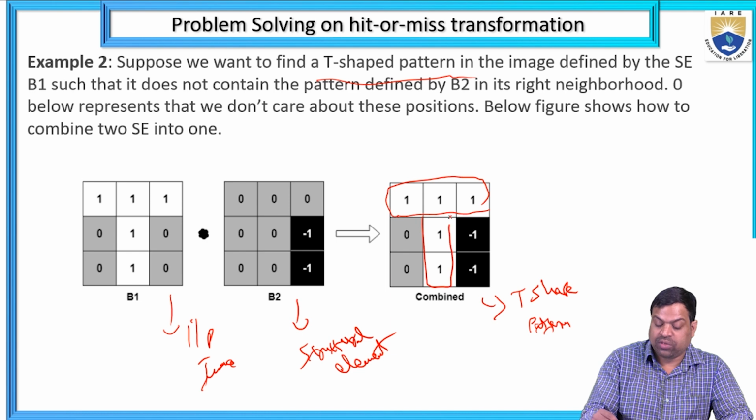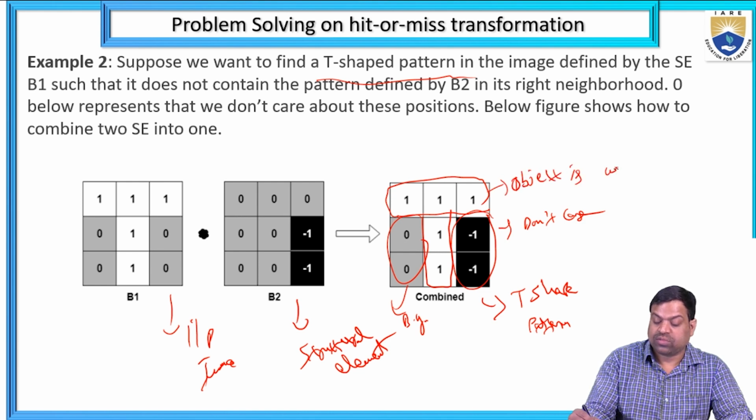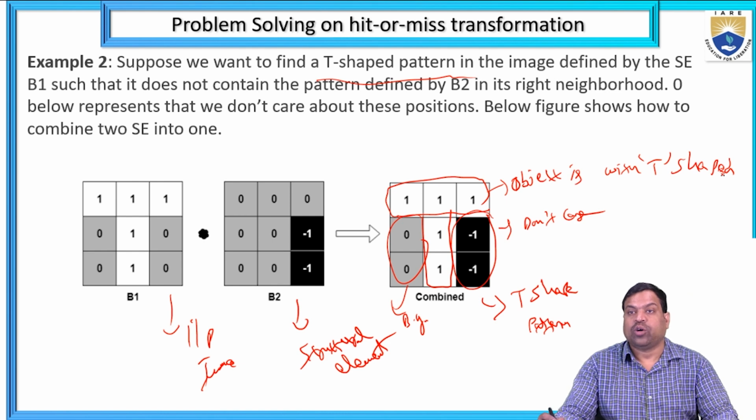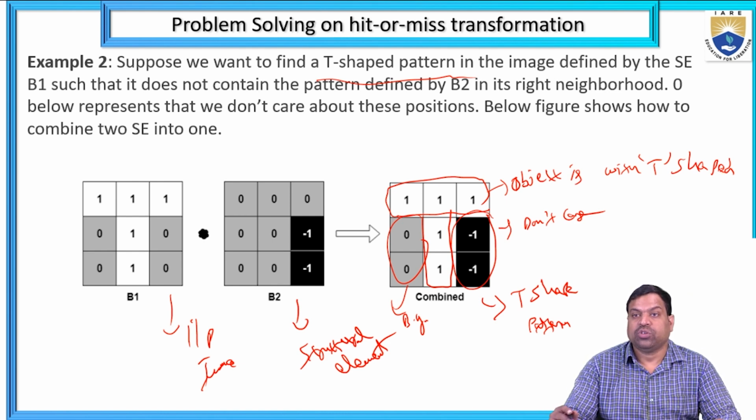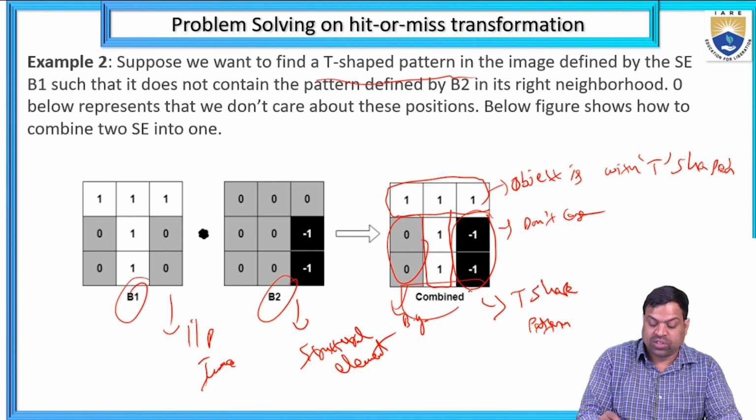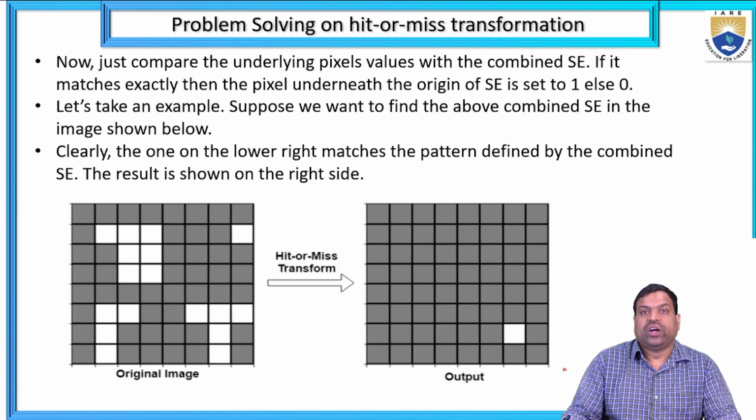So what can I do? This one I want as don't care. 0 means it is background and 1 is foreground or object. So here the object is T-shaped with 1, the background equals 0, and don't care conditions are taken as -1, that is a don't care condition, a blank. It is the combining of B1 and B2, B1 with B2.